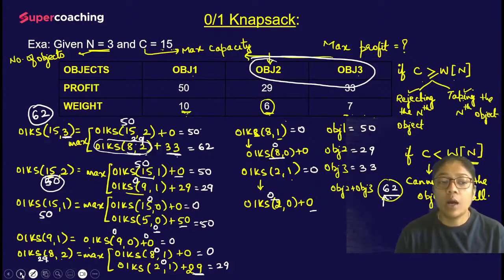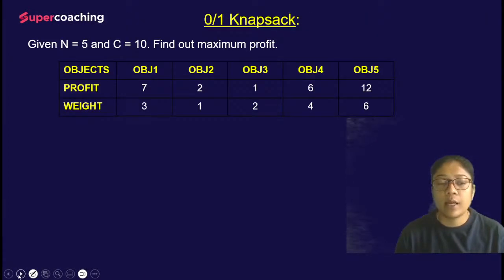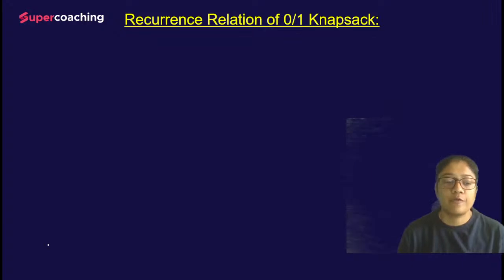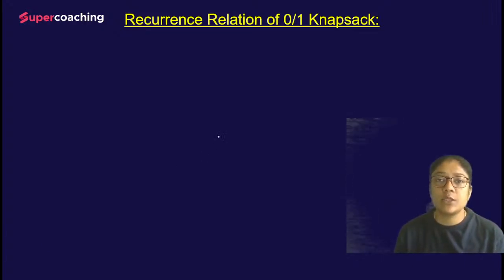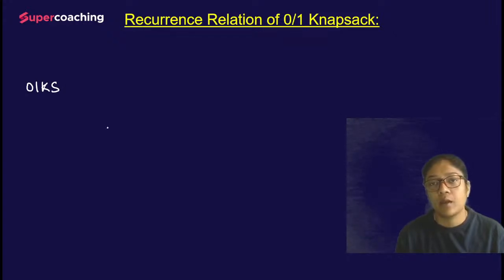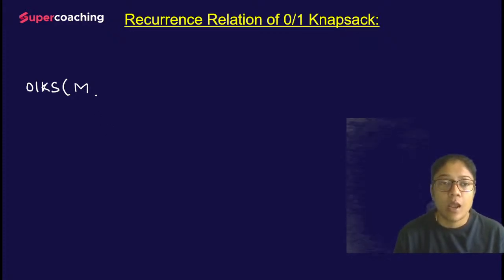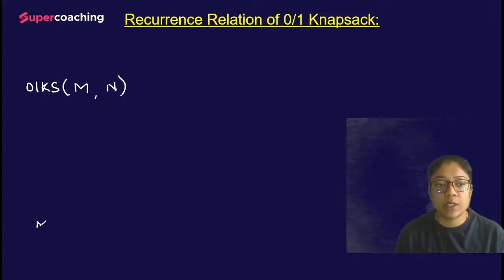Okay, so agar aap comfortable ho, we can write the recurrence relation for 01 knapsack. Can somebody tell me that what should be the recurrence relation? Recurrence relation के लिए हमें एक function call चाहिए. Let me take this as 01 knapsack. I'm assuming that the maximum capacity of a knapsack is M and number of objects are N. Here, I'm assuming that M is representing the maximum capacity of a knapsack.